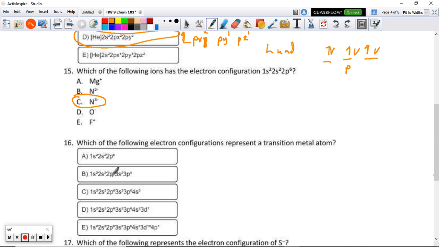All right, which of the following electron configurations represents a transition metal? All right, for a transition metal, we're looking for something that ends in a d orbital. Transition metals end in a d. All right, so that's going to be D. And so that brings us to number 17.